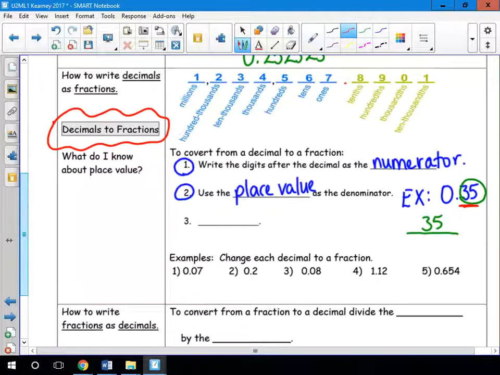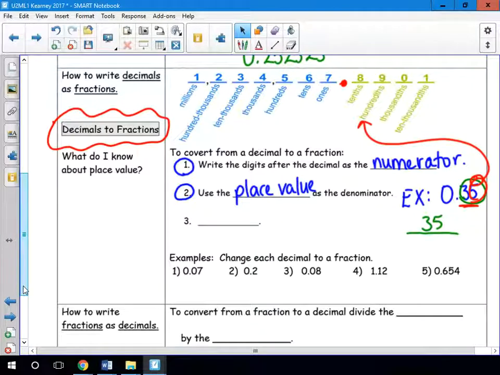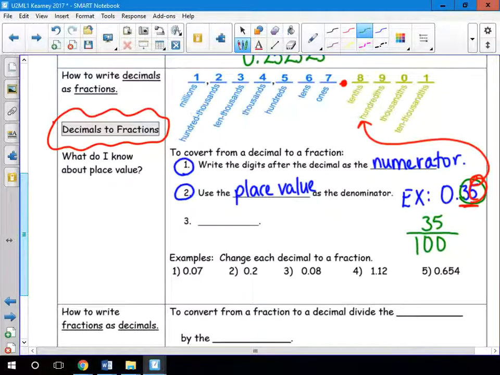So the 5, if we look up here, we have the 5 here. It's in the hundredths place value. So the 35 would be 35 100ths. So my denominator, use the place value. What place value is that 5 in? It is in the 100ths place value, so that is my denominator.